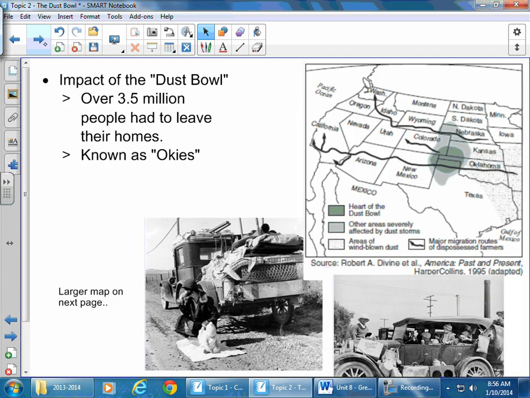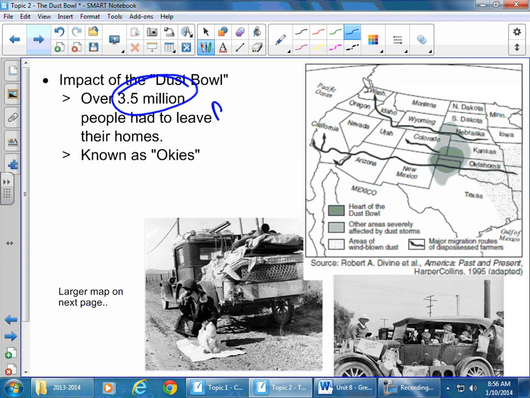Okay? And then what impact does it have on people? Obviously, if you're a farmer and these dust storms hit, your farm is going to be destroyed. And we're talking about burying houses, burying cars in all this storm. Some people are going to be trapped in locations for hours on end. So we're looking at over 3 million people who have to leave.